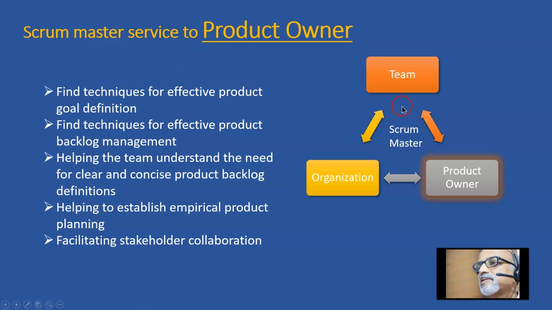Then Scrum Master service to the product owner. Find techniques for effective product goal definition. Find techniques for effective product backlog management. Helping the team understand the need for clear and concise product backlog definitions, helping to establish empirical product planning, and facilitating stakeholder collaboration.